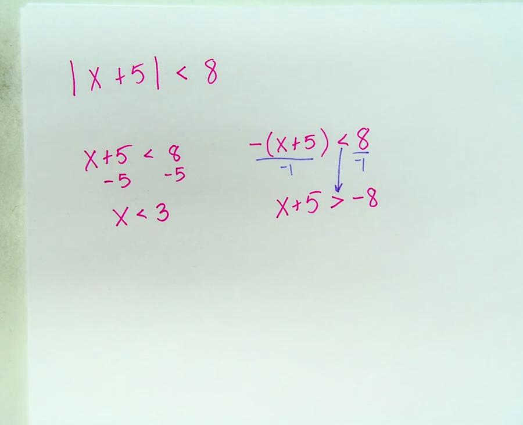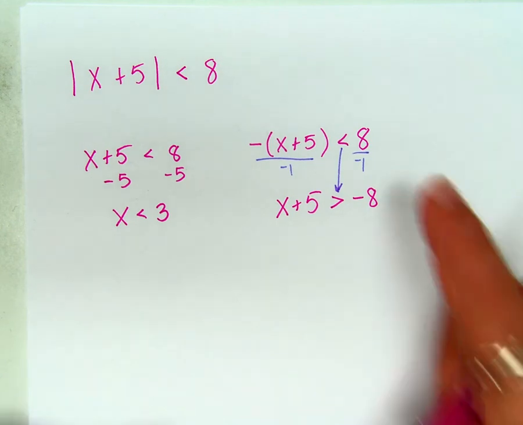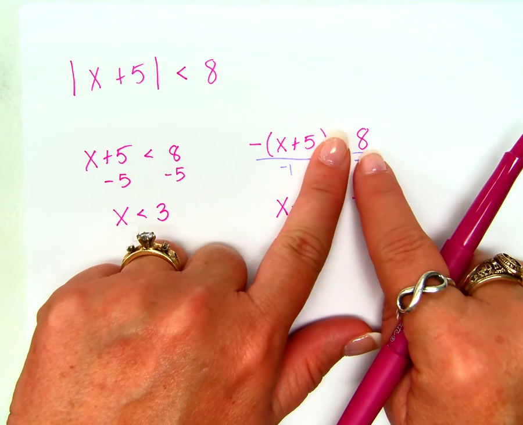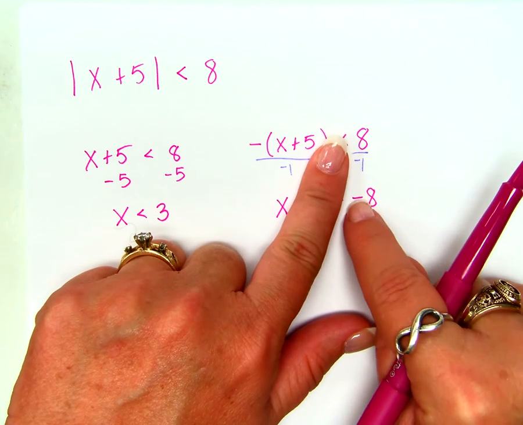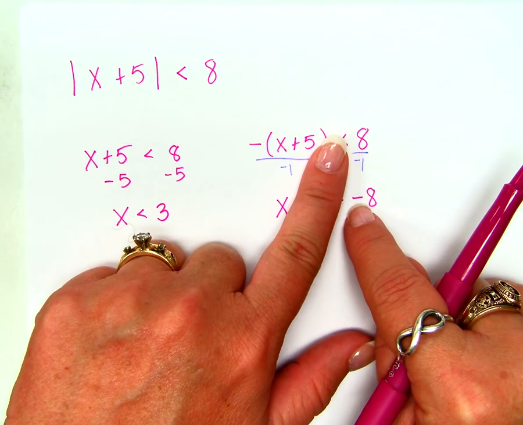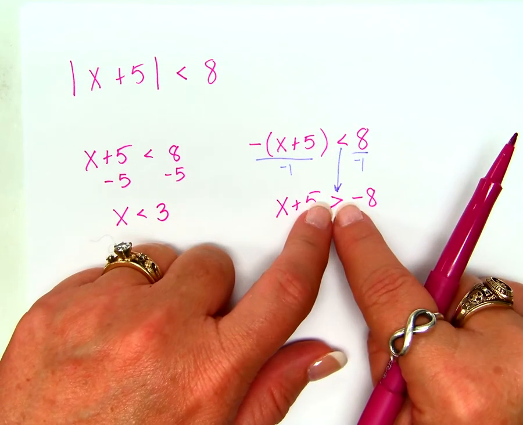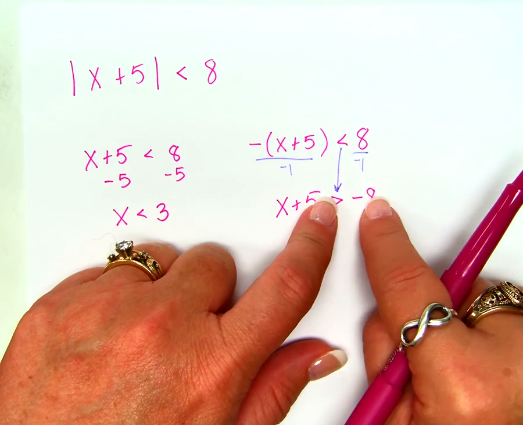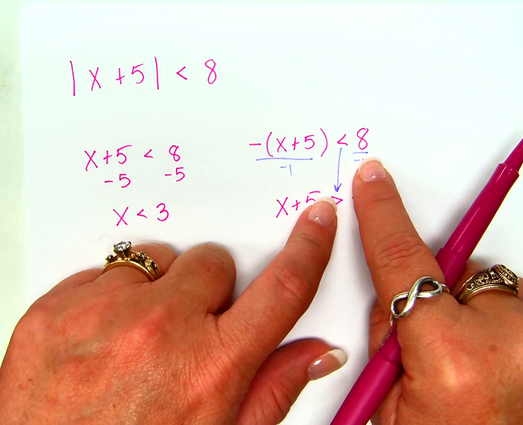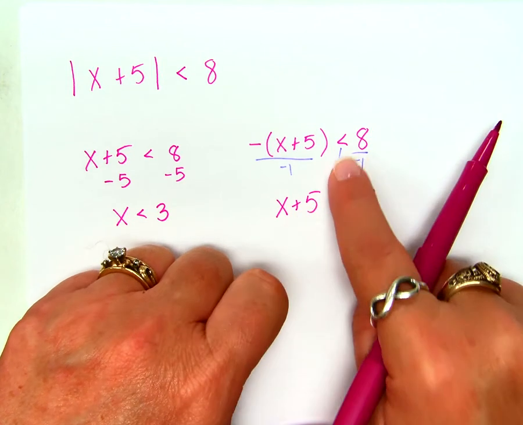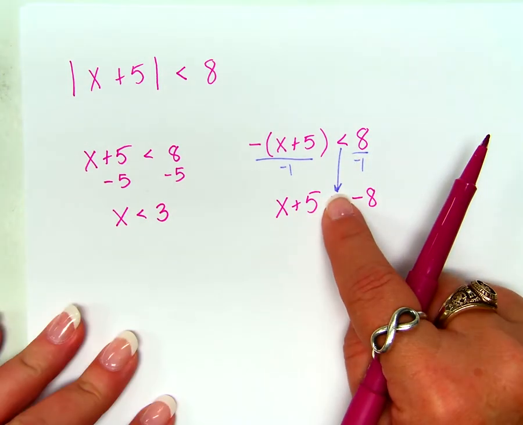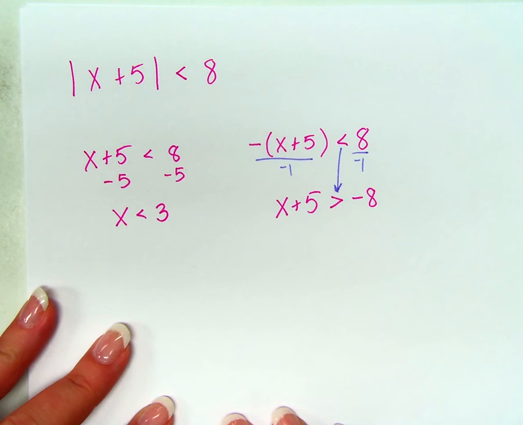Guys, I know this seems silly, but I just want to make sure you understand. When I say I'm flipping the sign, I'm not saying 8 to negative 8. It's not that sign I'm talking about. Does everybody understand that? I'm flipping the inequality sign. Now, it just so happens that it's changing signs right here because I'm dividing by a negative, but the sign that I'm actually flipping is the inequality sign, flipping it over.